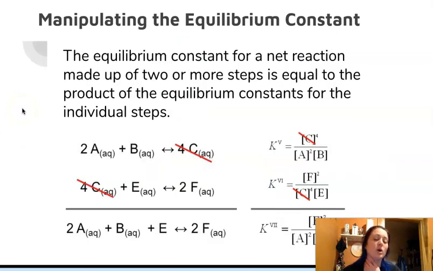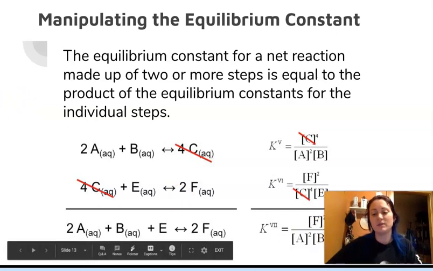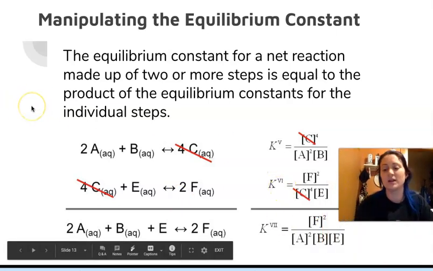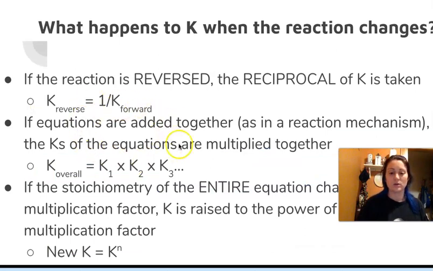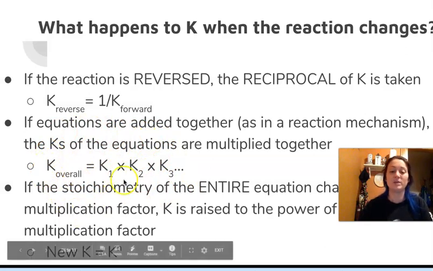All right, now, if you have a mechanism, a multi-step reaction, and you're trying to determine K for this reaction, it is taken as the product of the equilibrium constants for those individual steps. So if you have a reaction made of 3 elementary steps, for example, then the overall K would be equal to K of the first step times K of the second step times K of the third step.